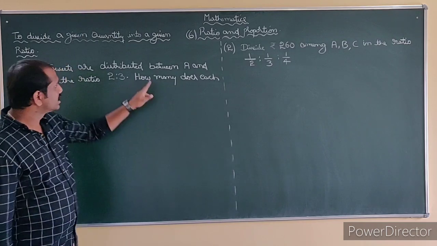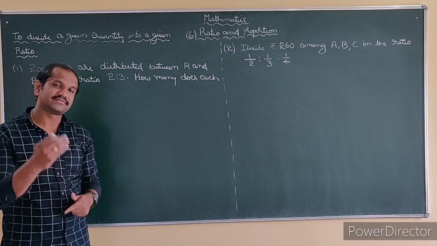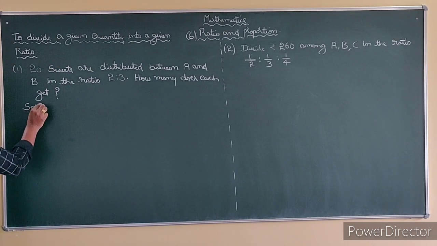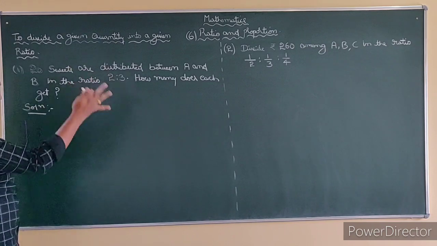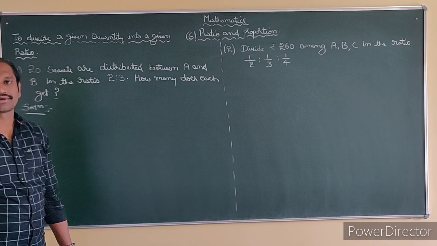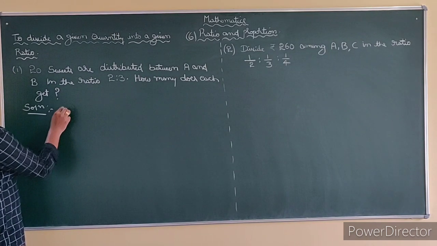2:3 ratio. So how many does each get? We need to find out. It's a very simple way to do the problem. Whenever you get such a type of problem, what you do is first add the ratio, whatever it is being given. So okay, A and B in the ratio.